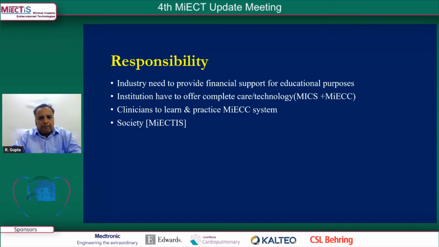Institutions have to offer complete care or technology, not simply offering mix to the patients. They have to provide a MiECT system for total care and optimum outcome for the patients. Clinicians also should not have any hindrance or reluctance to learn and practice the MiECT system, and they have to offer the best to the patient. Similarly, society has to come forward, and MiECT is doing a wonderful job for this.